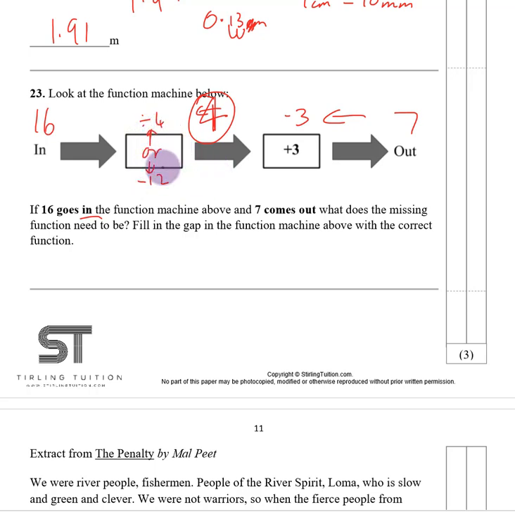So divide by 4 or take away 12, because if you do 16 divided by 4, you get 4, then 4 add 3 will give you your 7. Or if you do 16, take away 12, it gives you 4, and then 4 add 3 is 7. So either of those 2 would be correct. Divide by 4 or take away 12.